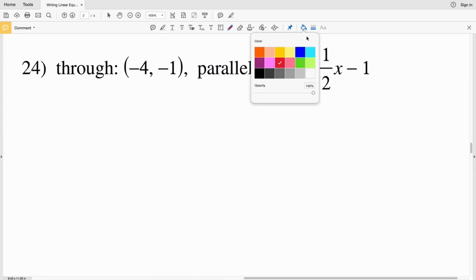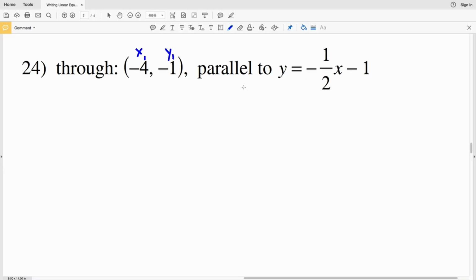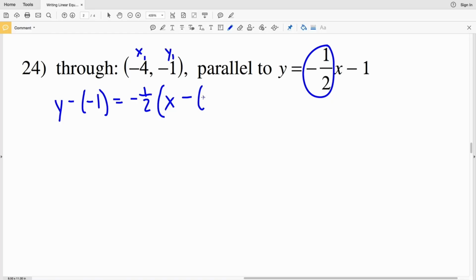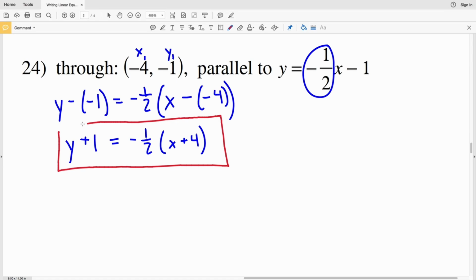And now lastly, number 24. x1 is -4, y1 is -1, and we're parallel to this line, so that means we have the same slope as this equation, which is -1/2. Y minus y1, which is -1, equals m, -1/2, times x minus x1 of -4. Cleaning this up a bit, we'll have y plus 1 equals -1/2 times x plus 4. And that is the solution to the last problem on this worksheet.